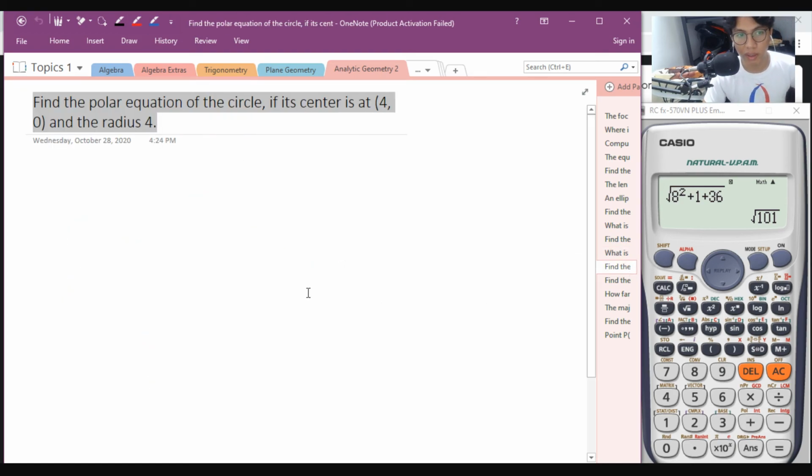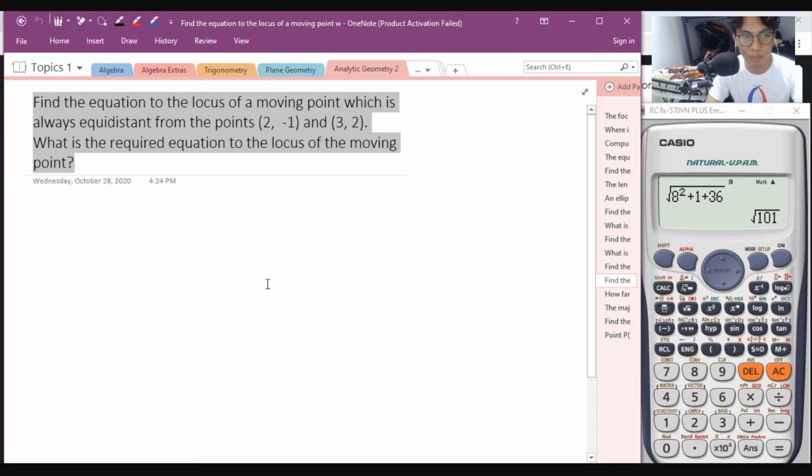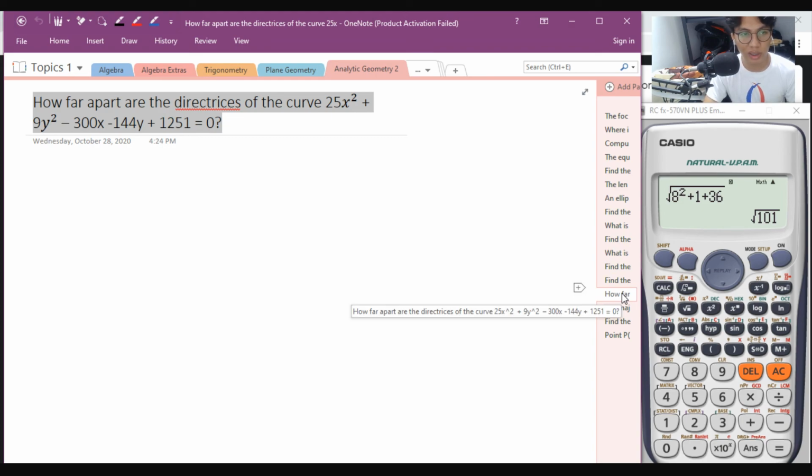Next one. Okay, polar equation of the circle. Locus of a point, equidistant, 2 points. Pag na ito, next item na ito. And directrices of the curve. How far apart?